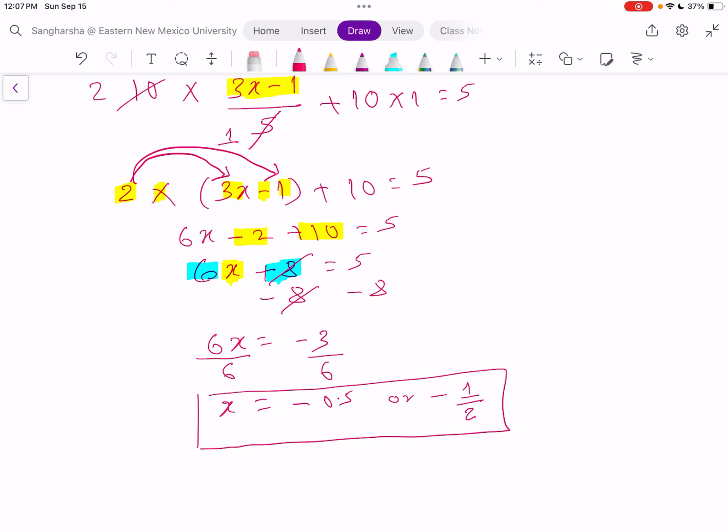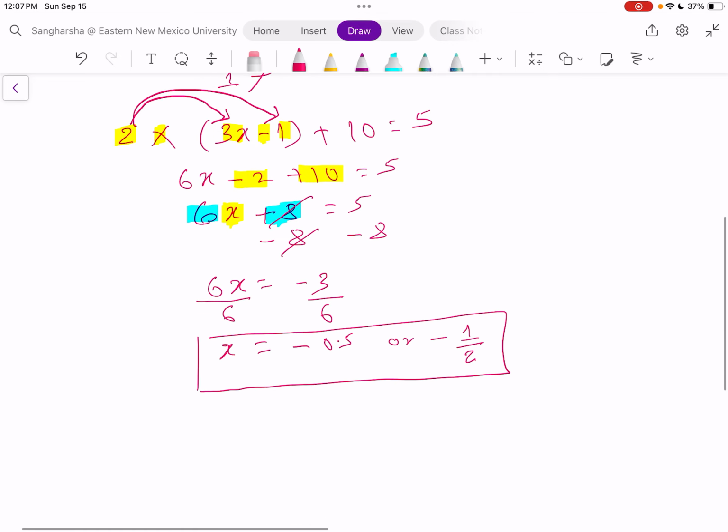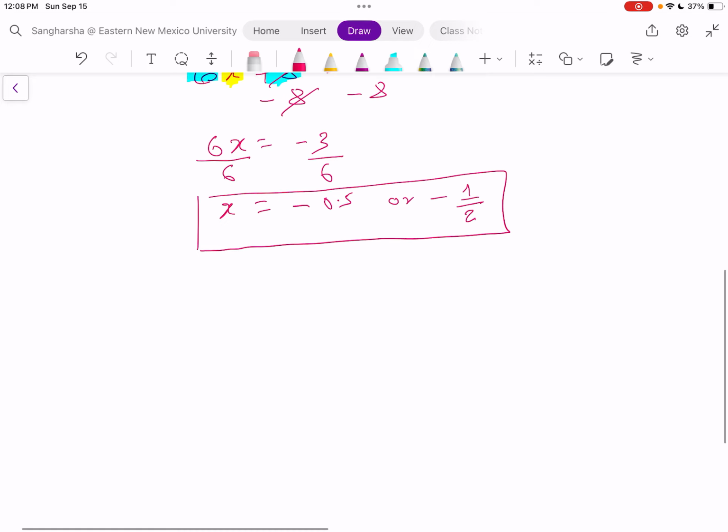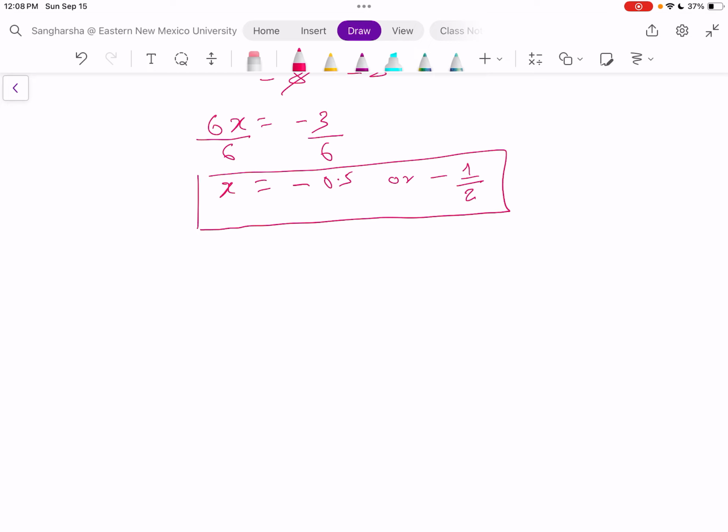So this is for number 2, and you will have one linear equation, and you will be asked to solve the linear equation. So make sure you practice a similar type of example, and I'm pretty sure you will be able to solve number one. And if you need help, just let me know.